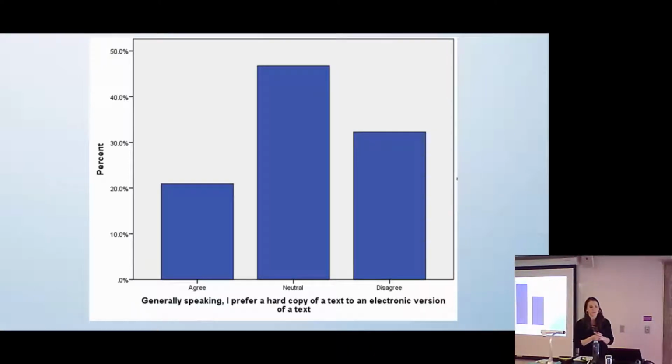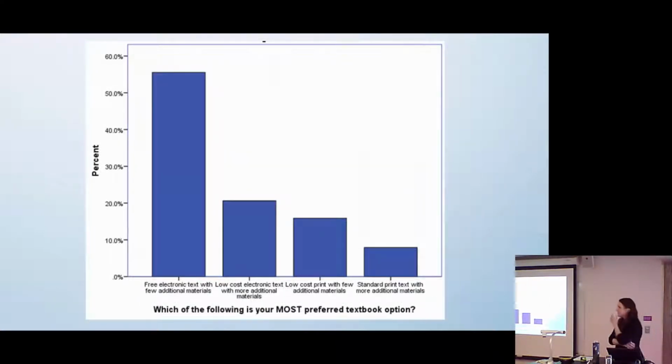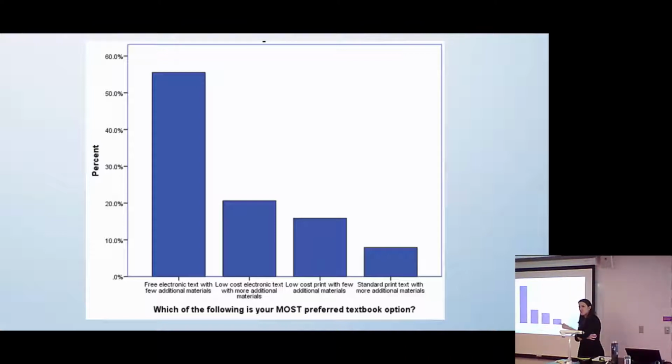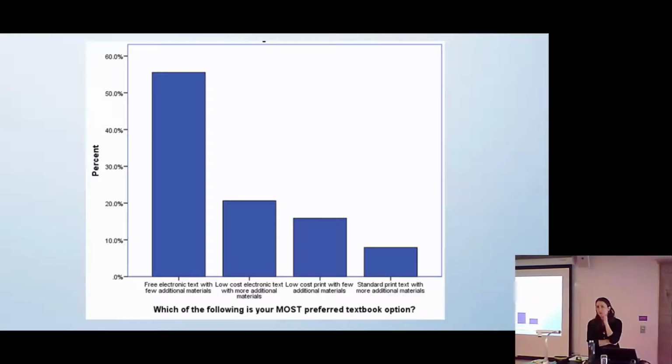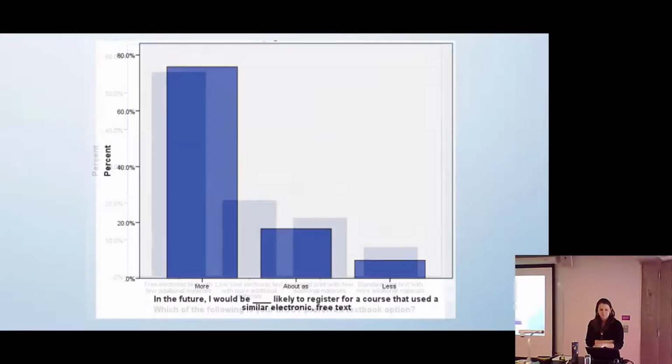So we're not really finding a strong preference for hard text, and certainly the whole text is available as a PDF if they wanted to print it out, which I told them in class they could. I don't think many of them did, but they could if they wanted to. We then asked them about their preferred textbook option. This one's a little hard because when you put the word free in anything, people are going to probably pick that option. I don't necessarily know how you get around that, but students would prefer the free option rather than having all the bells and whistles that go with it.